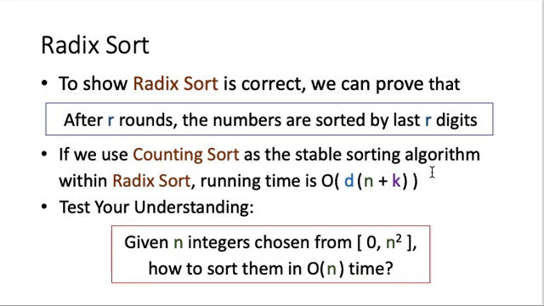Now, if you understand everything up to this point, you may test your understanding with the following problem. Suppose that we have n integers, and these integers are chosen from the integer set 0, 1, 2, 3 up to n squared. How can we sort these integers in order n time? So I will leave this for you to think about.